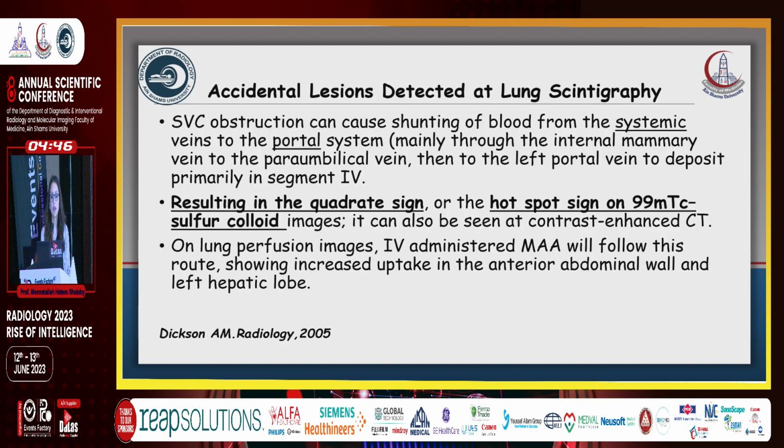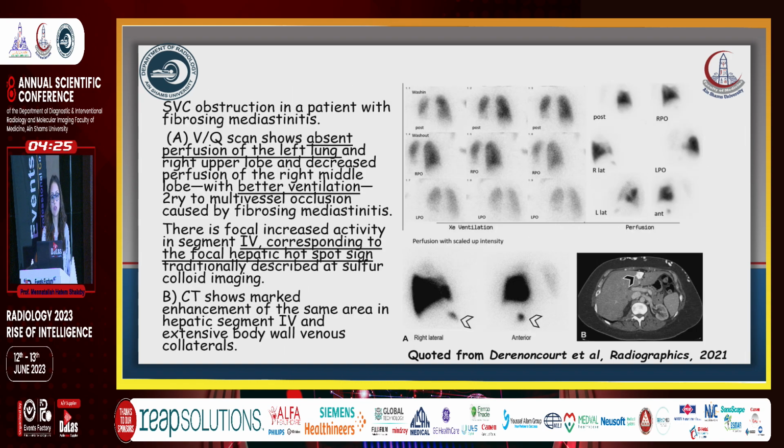Also, superior vena cava obstruction can cause shunting of blood from systemic veins to the portal system, mainly through the internal mammary, to the paraumbilical vein, then to the left portal, then to deposit primarily in segment 4. This results in the famous quadrate sign or the hotspot sign in the technetium sulfur colloid images. In the lung perfusion images, this is a case of superior vena cava obstruction in a patient with fibrosing mediastinitis. The VQ scan shows absent perfusion of the whole left lung, as you see.